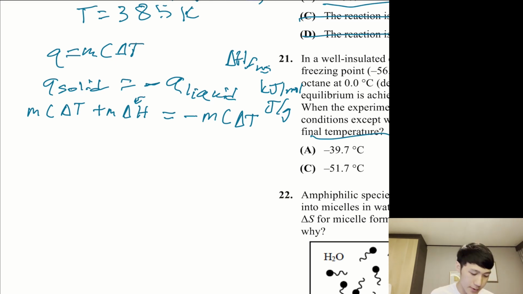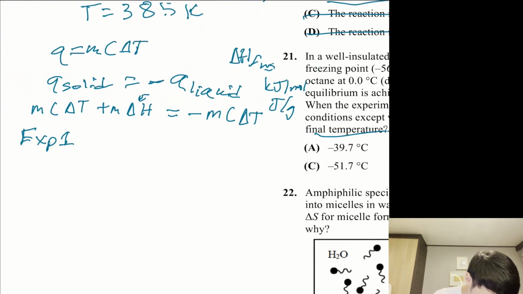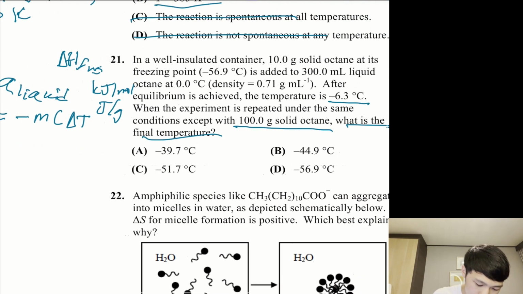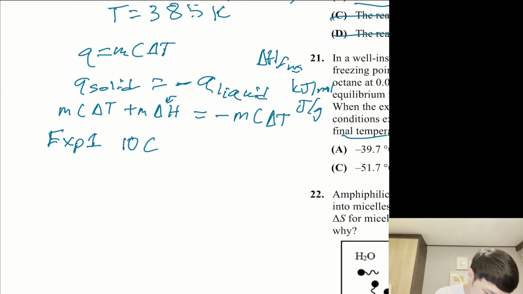Now, let's plug in for these two experiments. For experiment 1, we have 10 grams of solid octane. So we have 10 grams times our heat capacity C and our delta T. So what's our change in temperature? We initially started at negative 56.9 degrees Celsius and we ended at negative 6.3 degrees Celsius. Negative 6.3 plus 56.9, that's going to be a change of positive 50.6 degrees Celsius.